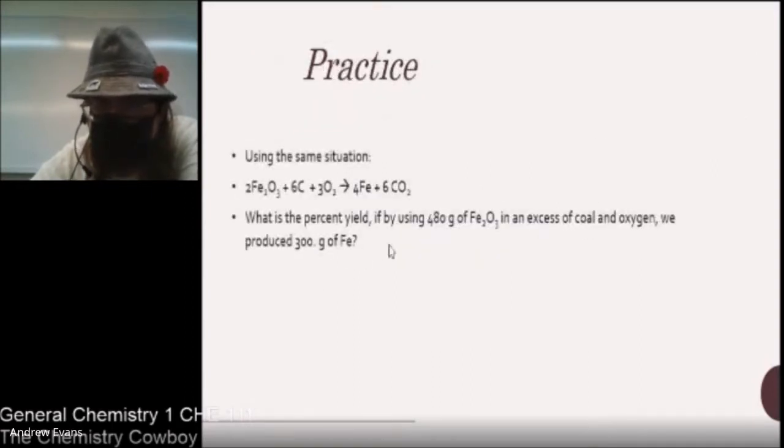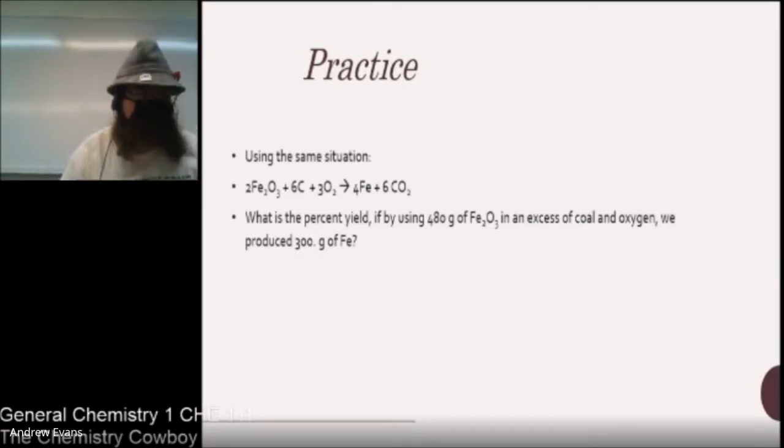Looking at that same situation that we looked at on Friday, what is the percent yield if we use 480 grams of iron oxide? I'm just going to say it's an excess of coal. We already know on Friday that the coal was in excess. The iron oxide was the limiting reagent. And we said we produced 300 grams of iron. I don't remember how much iron we said we were producing.